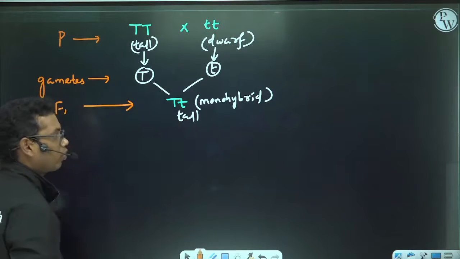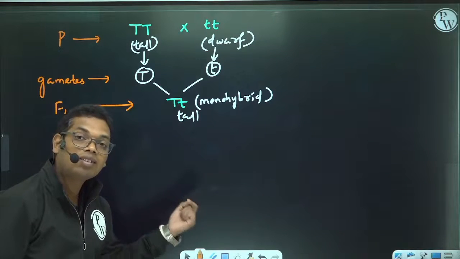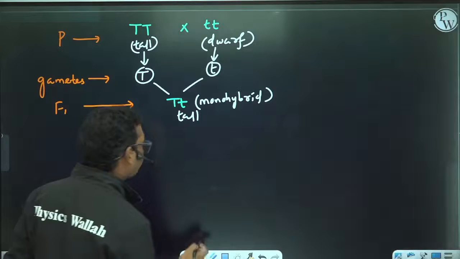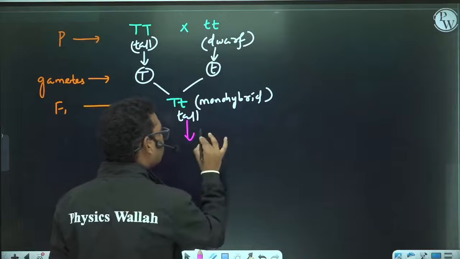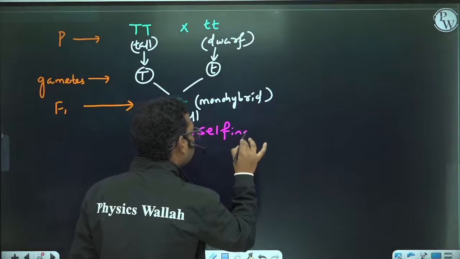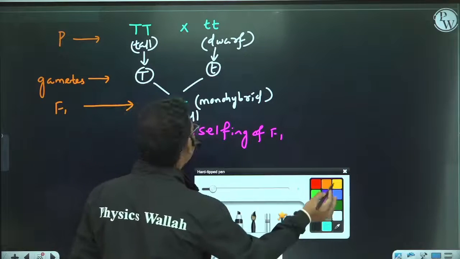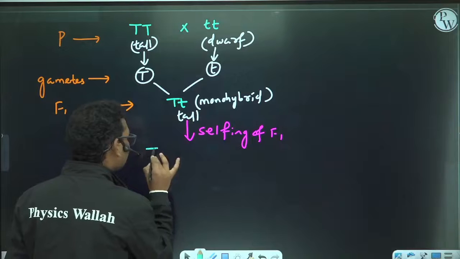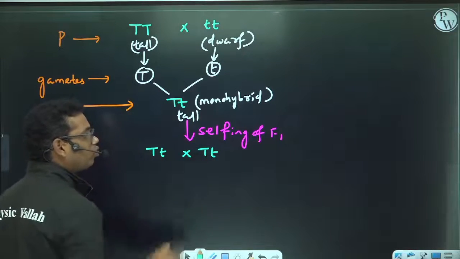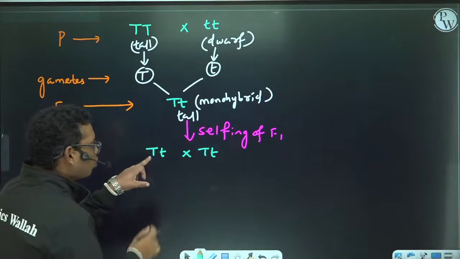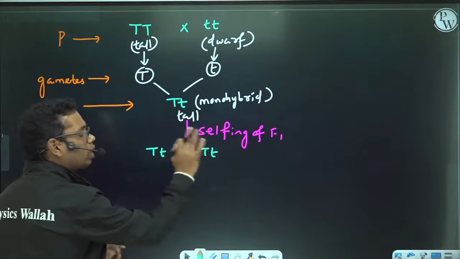This one is the F1 generation, and the F1 generation produces the F2 generation by self-pollination, by selfing. So to produce the F2 generation, I have to perform selfing of F1. When I say selfing of F1, that means I have to take the same genotype twice. So this is selfing of the F1 generation. It will produce two types of gametes. Four gametes will be produced, but of two types, and here also two types of gametes will be produced.